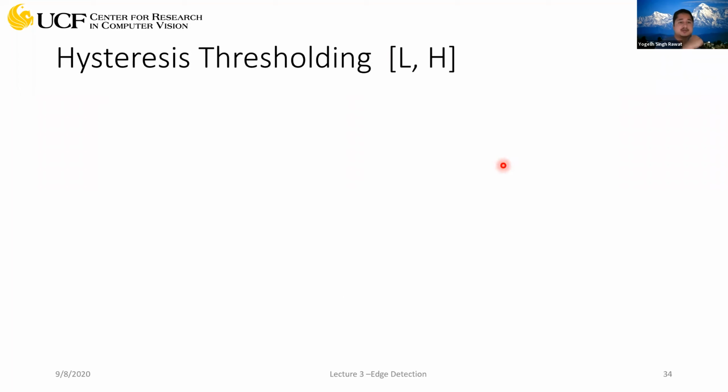The second one is hysteresis thresholding. As I said earlier, we used to only have one threshold, and we used that value. If it's greater than that value, we keep it. If it's lower, we ignore it. In this case, we use two different thresholds. So let's see how it works.